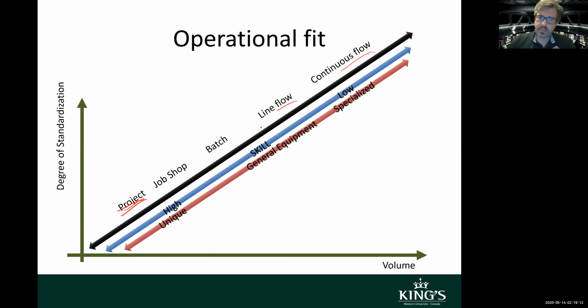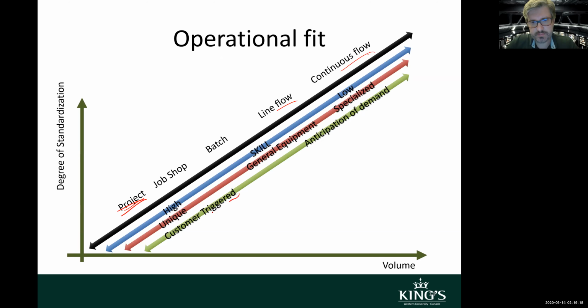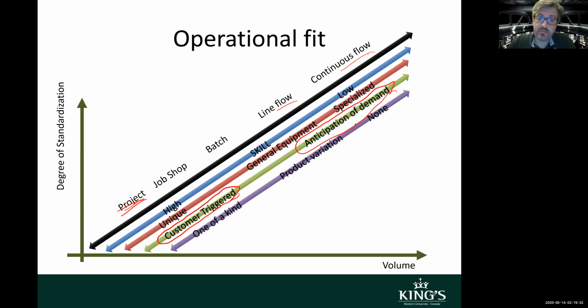So what I would like to focus right now is the idea that it could be customer triggered versus anticipating demand. Anticipating demand, this means inventory, while customer trigger means make to order, or as close to make to order as you can, right? And if you can do that, you can therefore attempt to create value by providing customized products and services to your client.